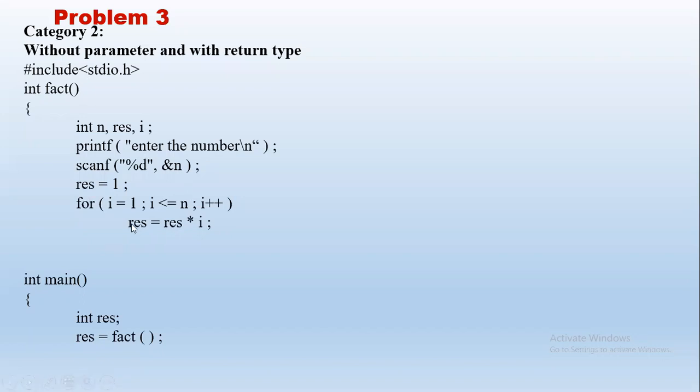Now we know that there is a return type, right, in the second category with return type. That means it has to return an answer to main. So we will give the statement simply return res. So when it sees this, compiler will return this result value. Say 5 is the n value, 120 will be returned back from fact, and this fact has returned 120, that 120 will get copied to res.